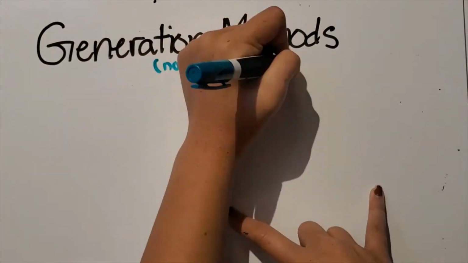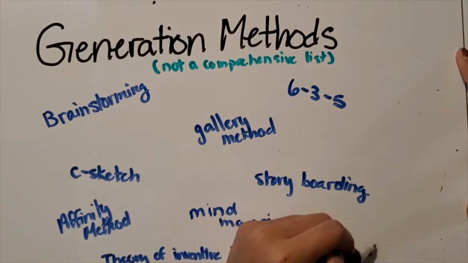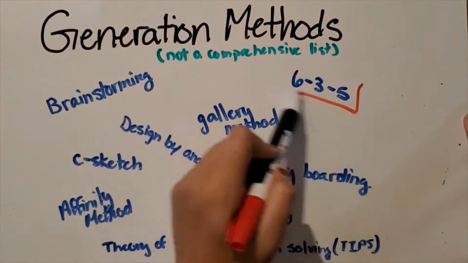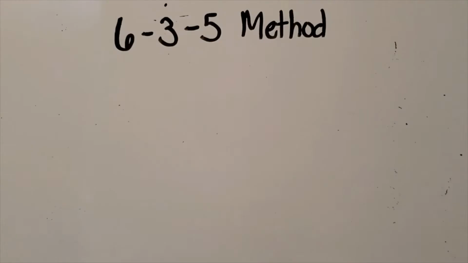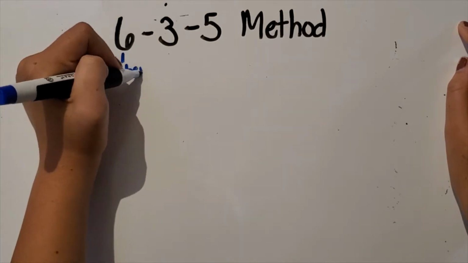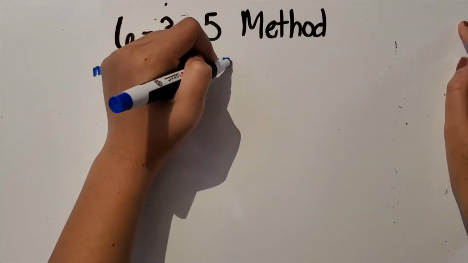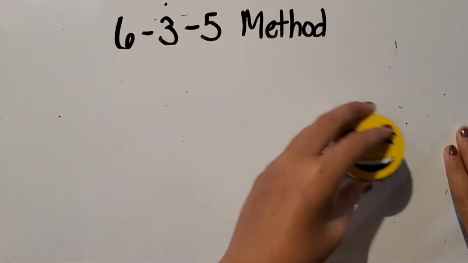There are a lot of generation methods that are effective, some of which are listed here. Today we'll focus on the 6-3-5 method, where the first number represents the number of members, the second number represents the quantity of ideas, and the third number represents the number of rounds. This will all make sense in a second.